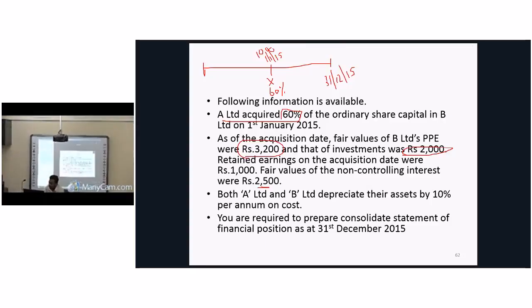Now I have a format here. Look here, this is my cost of control account. I'll take this as, let's say, NCI. Let's say this is consolidated retained earnings. And this is retained earnings of subsidiary. Right? These are the accounts I need.